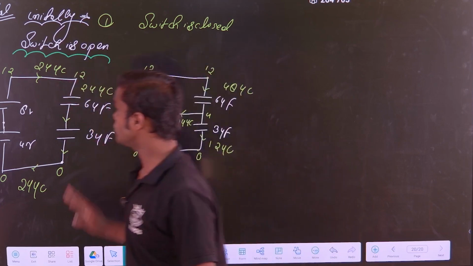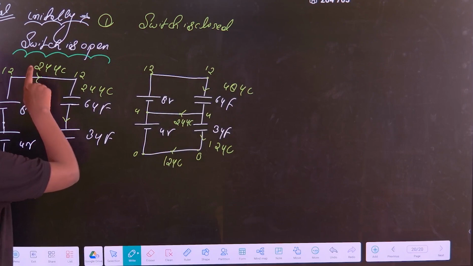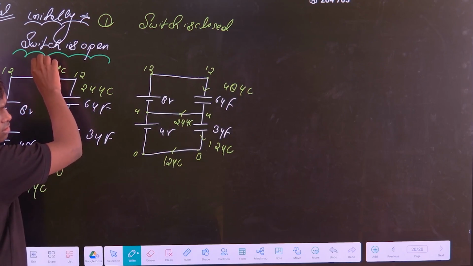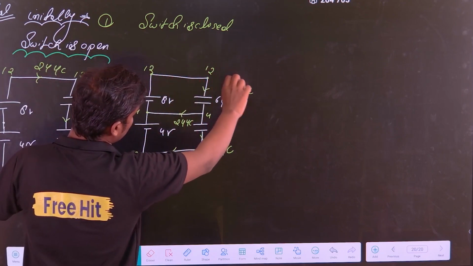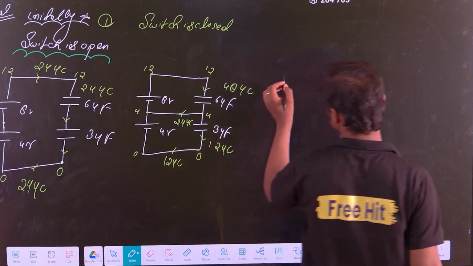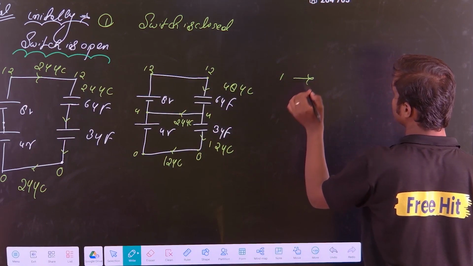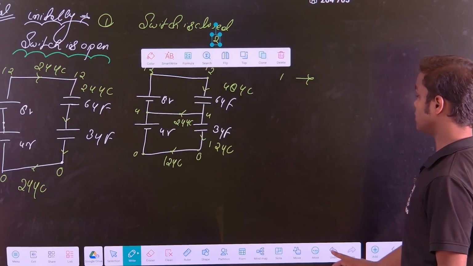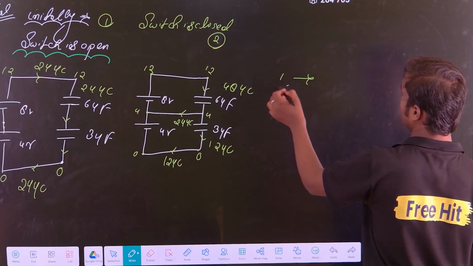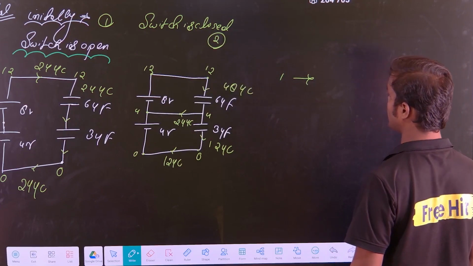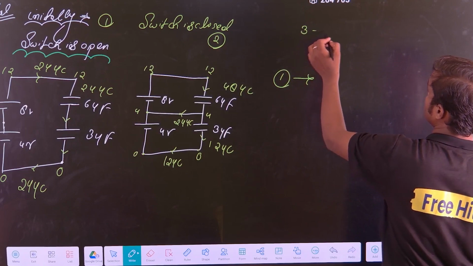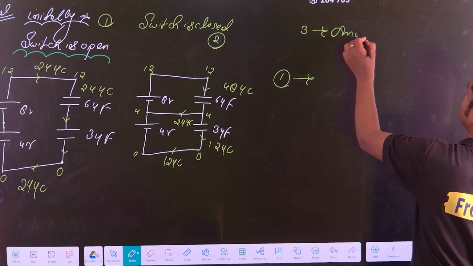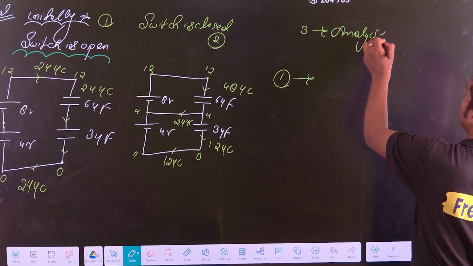So now you see properly, in this branch what is the charge? Now it is 48, correct? So what is the charge flown in the first branch? Now analyze the circuit. This is the second step we have done. Now the third step is to analyze. Now whatever you have solved, just analyze it.